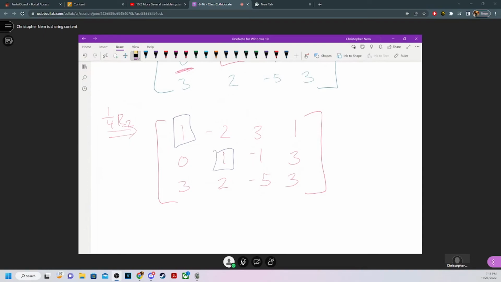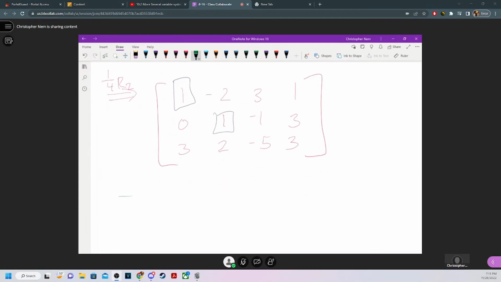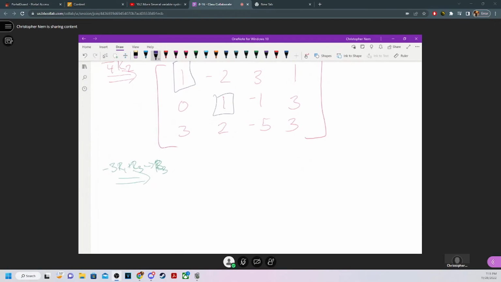First, let's delete the 3 because we're just doing it from left to right. The only way I can turn that 3 into a 0 is if I add negative 3, which means I have to use my first row. So negative 3 of row 1 plus row 3, send that to row 3. So now I have 1, negative 2, 3, 1, 0, 1, negative 1, 3.